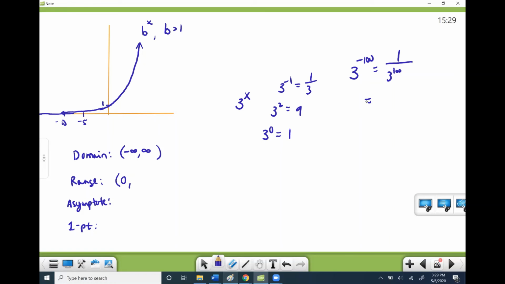Gosh, I think my calculator might explode if I tried to do that. Let me see what it tells me. Oh, it says math error. Can't handle it. Oh, that's because I typed 300. Let me see if it'll handle it when I type 100. Oh my gosh, you guys, look what it gave me.